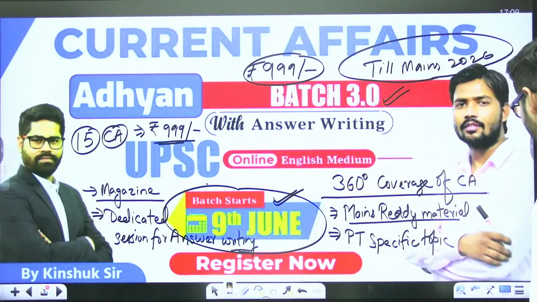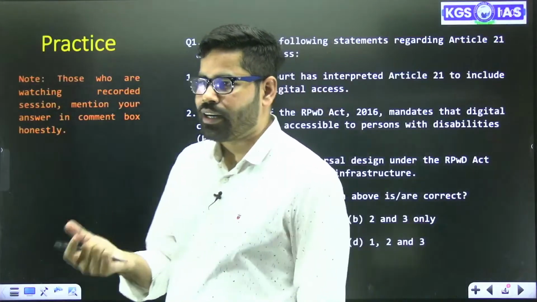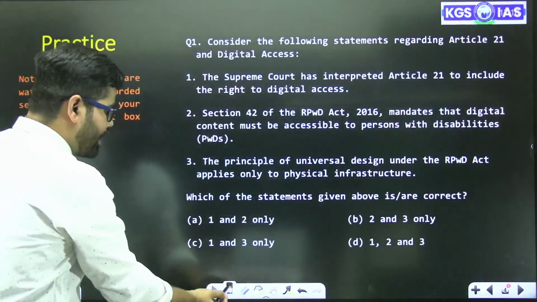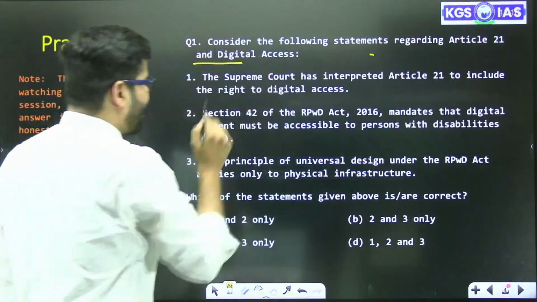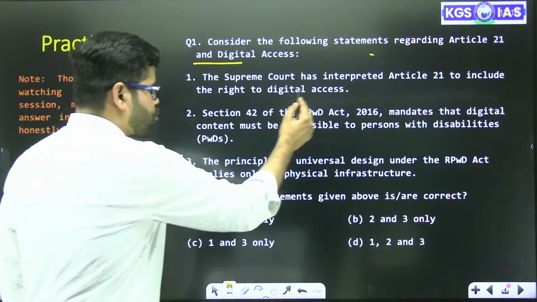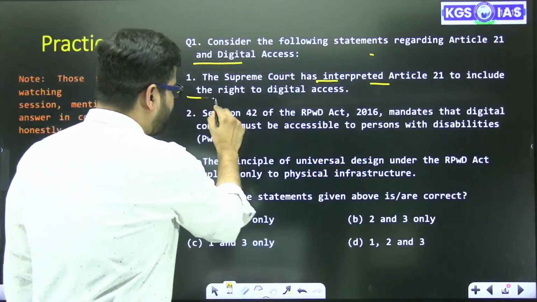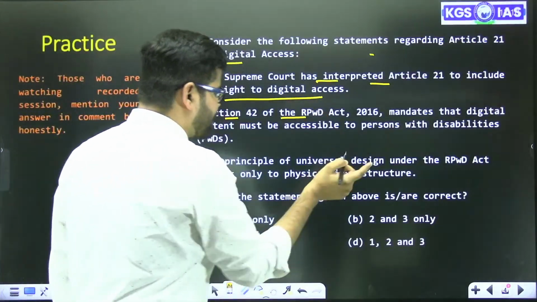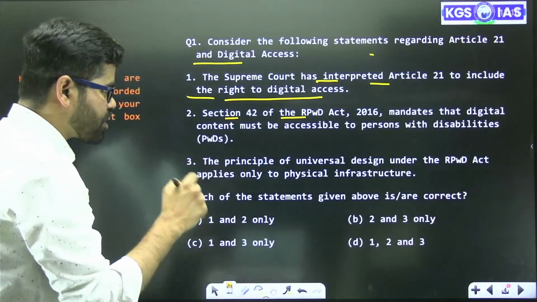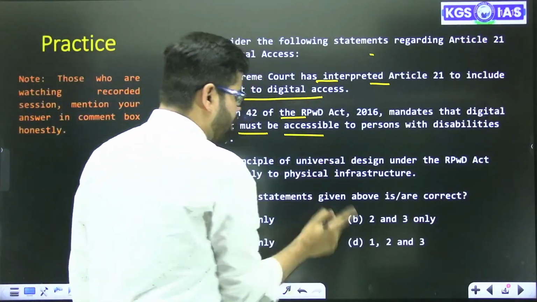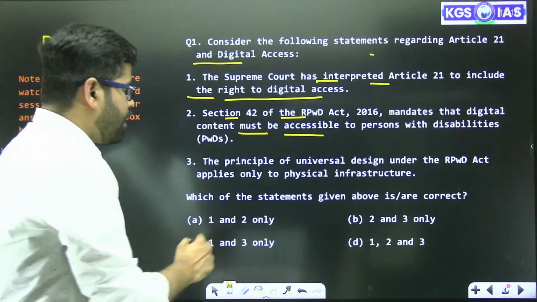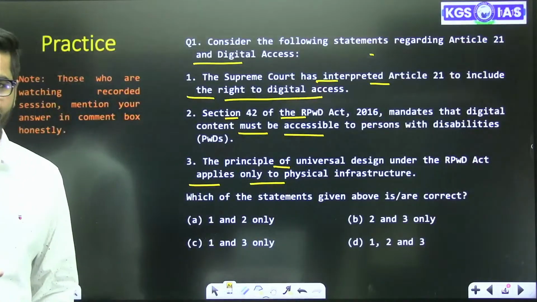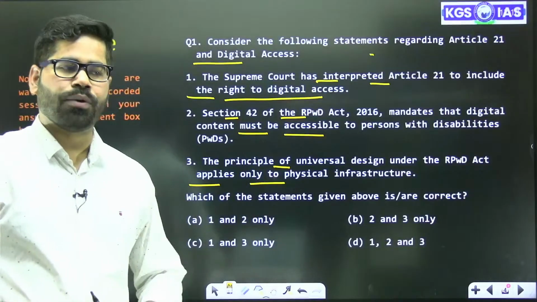Now let us start with some questions. Last day we could not complete these questions, so let us talk about them. The first one says, consider the following statements regarding Article 21 and digital access. First, the Supreme Court has interpreted Article 21 to include the right to digital access. Second, Section 42 of the Rights of Persons with Disabilities Act 2016 mandates that digital content must be accessible to persons with disabilities. Third, the principle of universal design under the RPwD Act applies only to physical infrastructure. So this is question number 1.